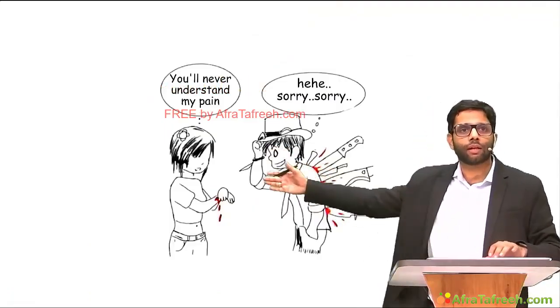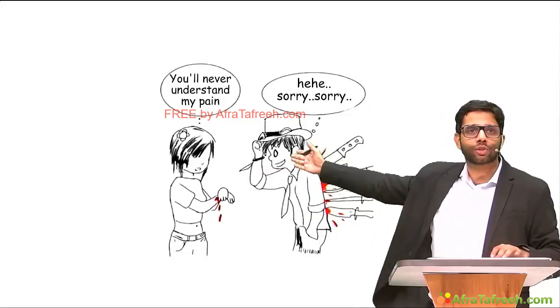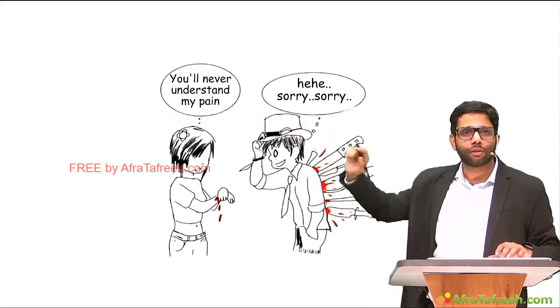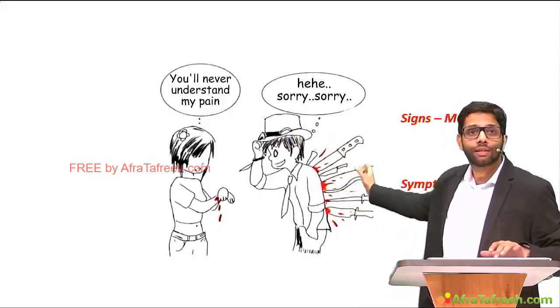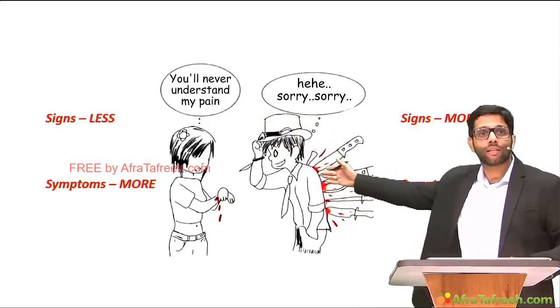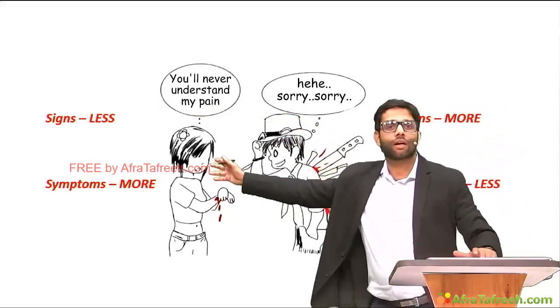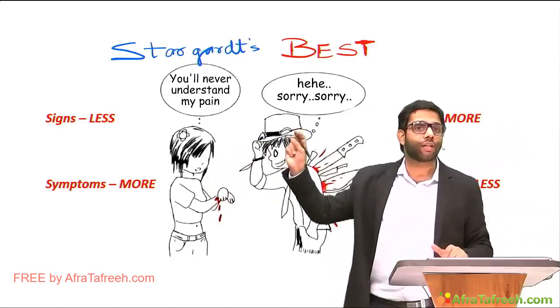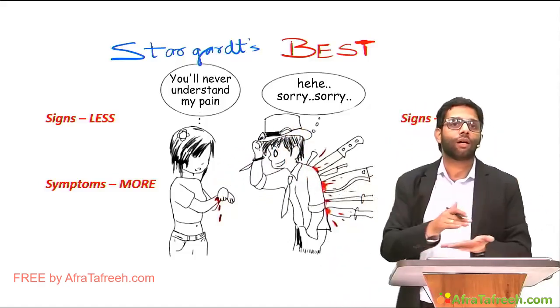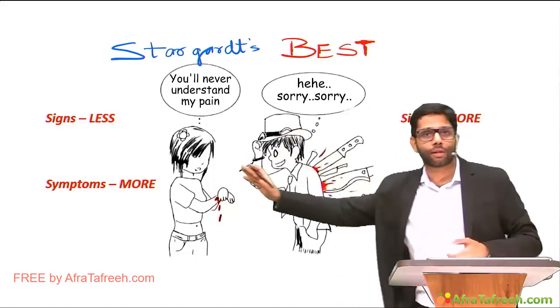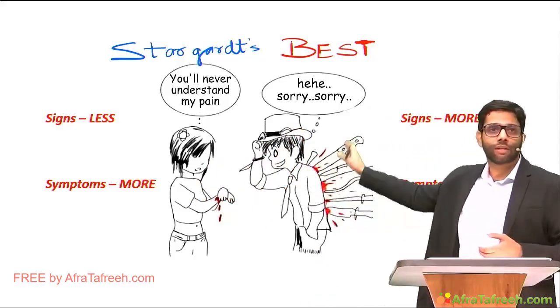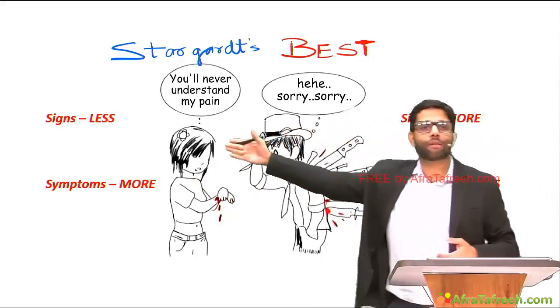The young male and young girl. Young male has so many daggers, still is saying sorry. You see in life, similar to this, signs more, symptom less, signs less, symptom more. Stargardt's and Best. Both are RPE layer dystrophy affecting the retinal pigment epithelium. Autosomal recessive condition, autosomal dominant condition. Signs more, symptom less, symptoms more, sign less.